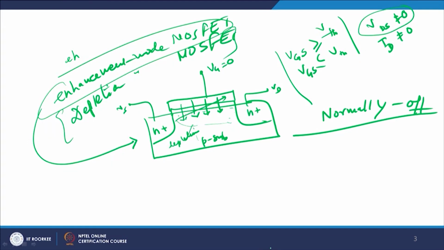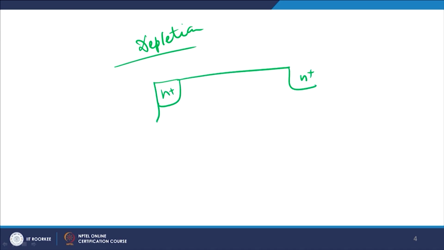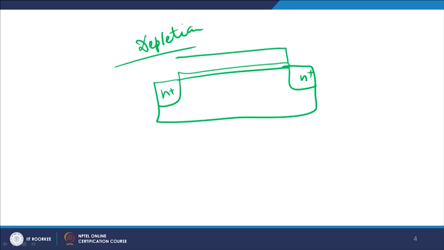Let me come to therefore the depletion mode MOSFET. In the depletion mode MOSFET, I assume that these are all N plus exactly the same as the previous case, and everything else remains the same. I have an oxide layer, I have a metal layer, a silicon dioxide and a metal here. Now, we are discussing depletion mode design.